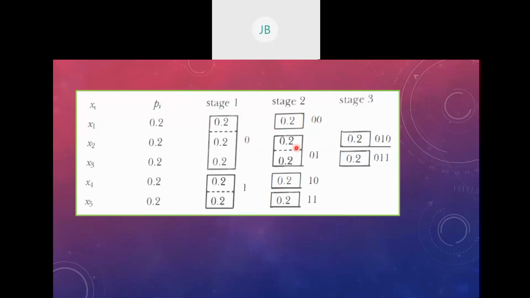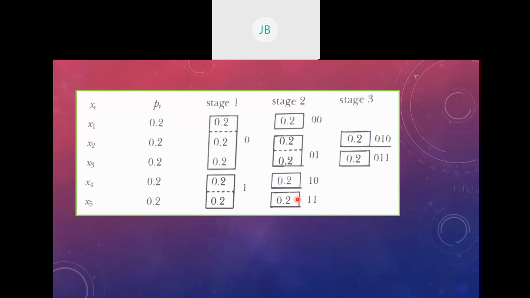Because these subgroups are formed from this particular group, that 0 is maintained here. And in this particular stage, that is stage 2, the top element will have a code value of 0, and the bottom group will have a code value of 1. That is what's shown here.